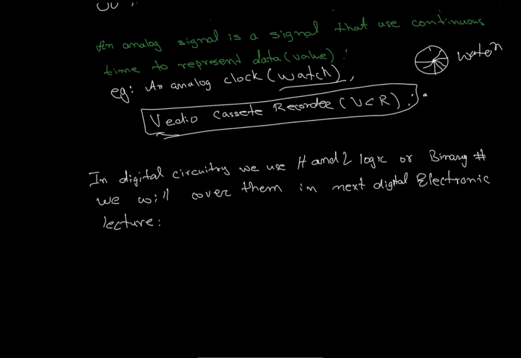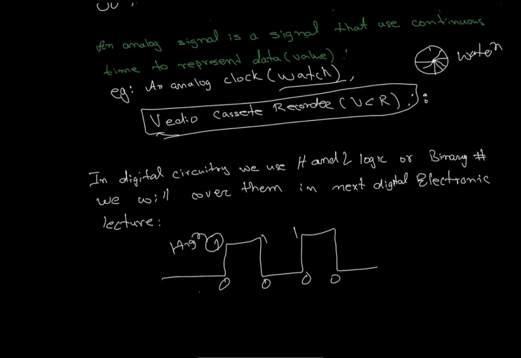Okay, so that was it for today. In digital circuitry, we use highs and lows, as I said. For example, this signal is 1 here, 0 here, then 0 right here, 0 here, 1, 1, 0. So we call this the high, and this is low, and that's how we use it in digital electronics. These 1s and 0s are in the binary system. These are the binary numbers.